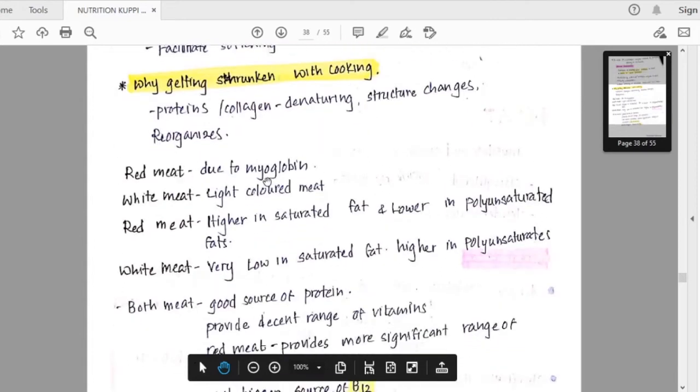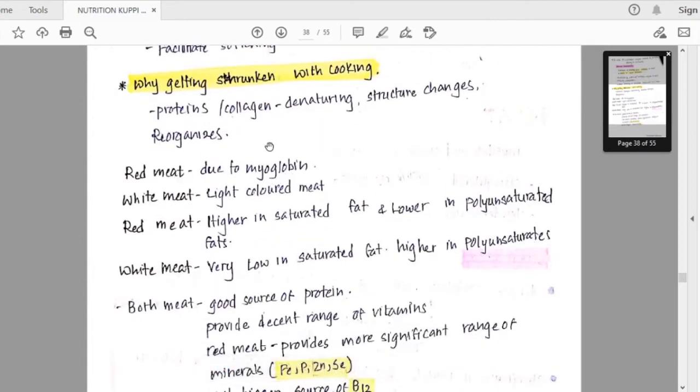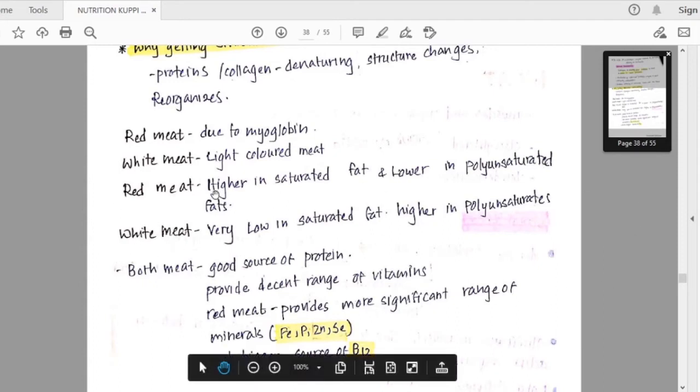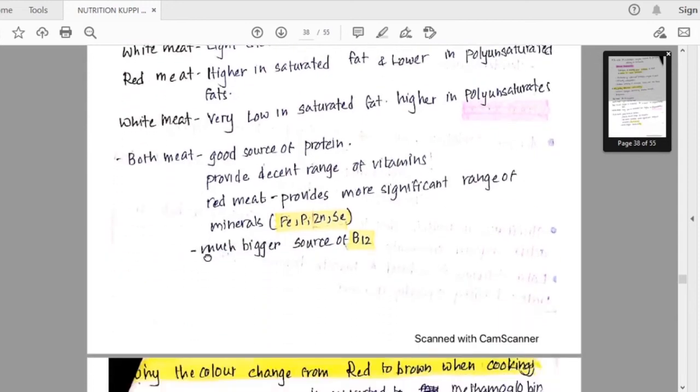Red meat is due to myoglobin. Myoglobin gives it the red color. White meat has less myoglobin, so it is light colored meat. Red meat is high in saturated fat and low in polyunsaturated fat. White meat is very low in saturated fat and higher in polyunsaturated fats. This shows that saturated fats are bad for your health, and polyunsaturated fatty acids are good for your health. So white meat is on the better side, but red meat has some benefits that you cannot get from white meat.